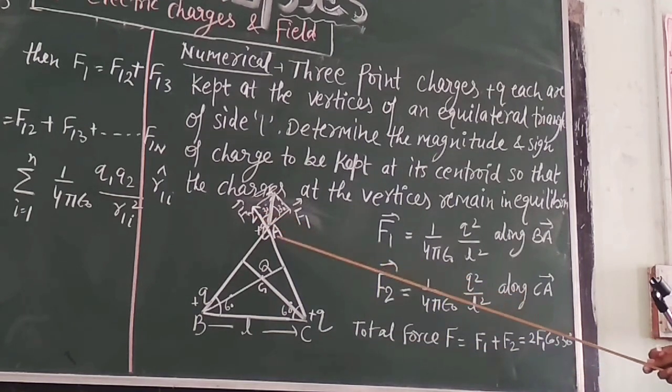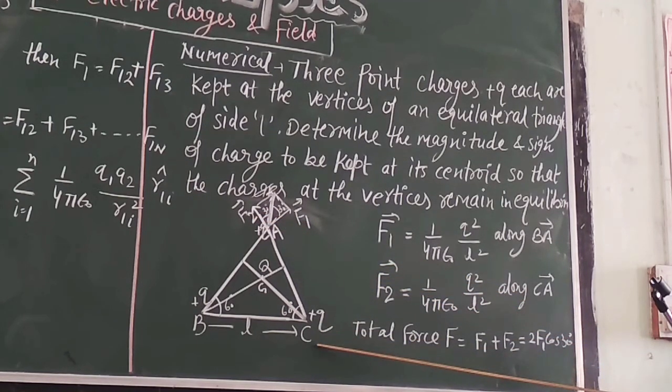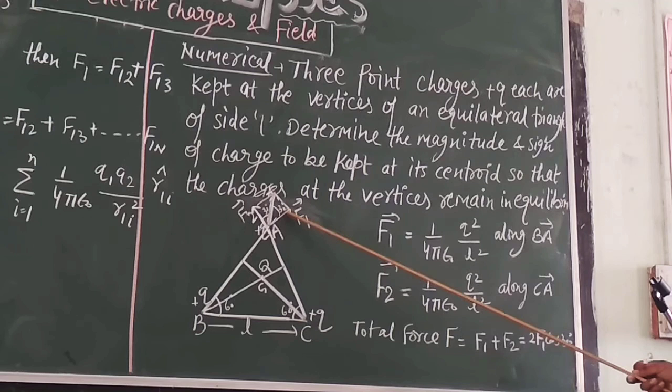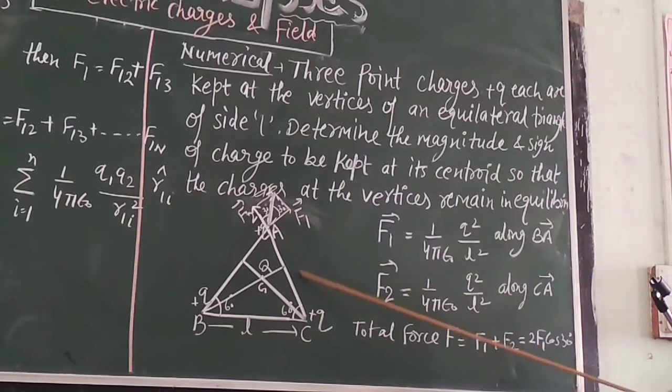F2 is the force on point A due to C. Again, these two charges are the same. These are positive charges, so the force is repulsive, and the direction is away from C, along CA. Then F2 is equal to, again using Coulomb's law, 1 upon 4 pi epsilon naught Q1 Q2 upon R square. Q1 and Q2 are the same, so Q square. The distance is L, so L square, along CA.